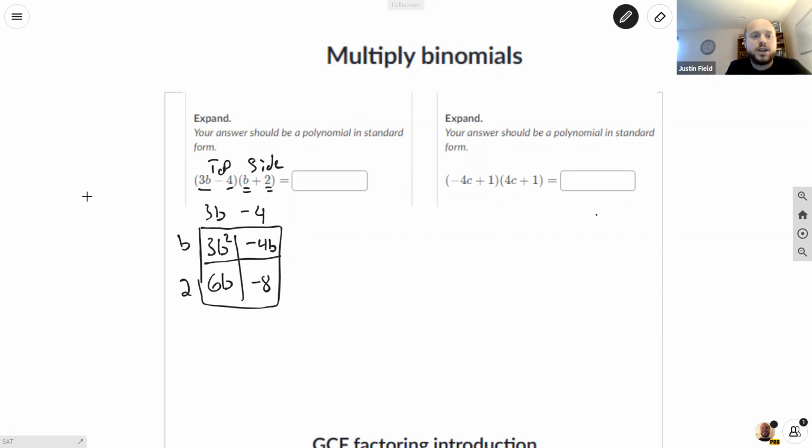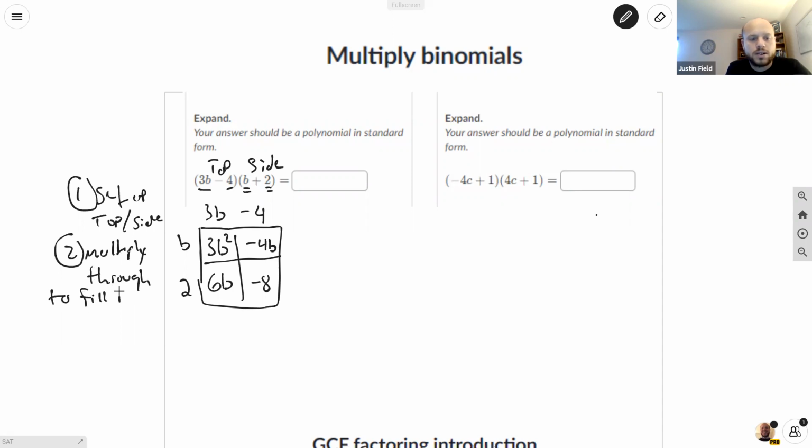So the first thing is set it up, top and side, right? Top, and then we multiply through to fill in boxes. And now we combine the like terms.